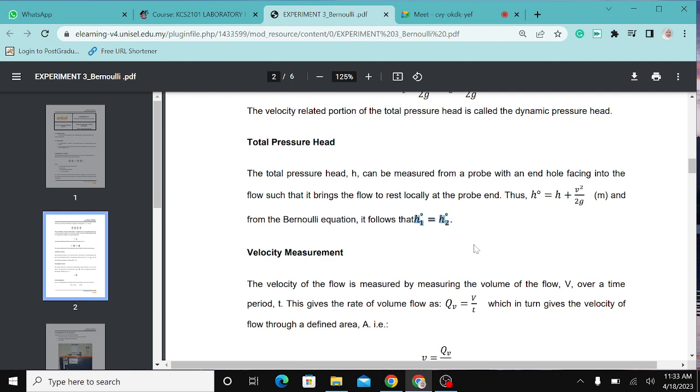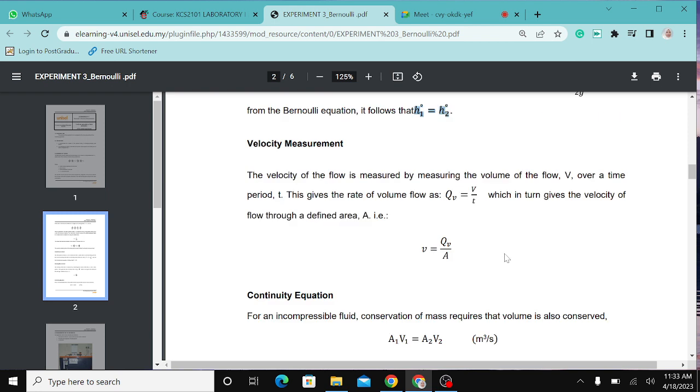Okay, the next important term that you should know is about the velocity measurement. Okay, the velocity is represented by this capital V. Okay, it is known as volume of the flow over a time period t. So the time unit is t, symbol t.